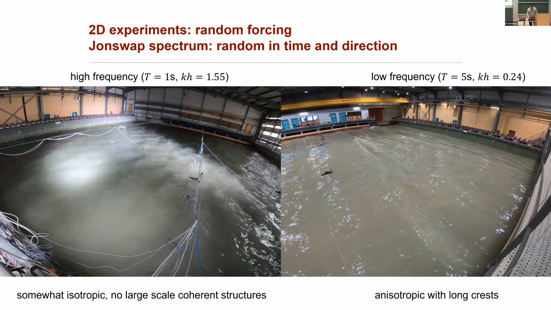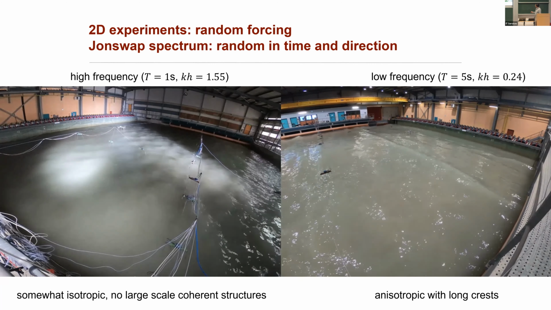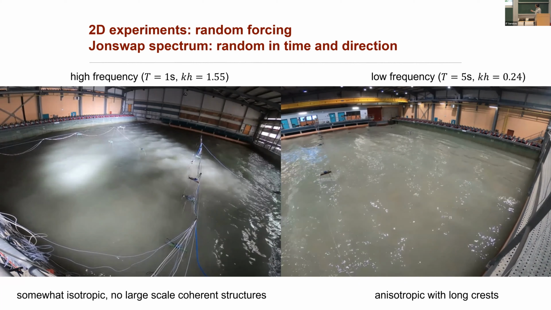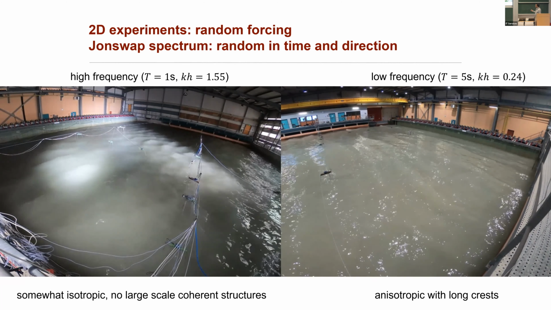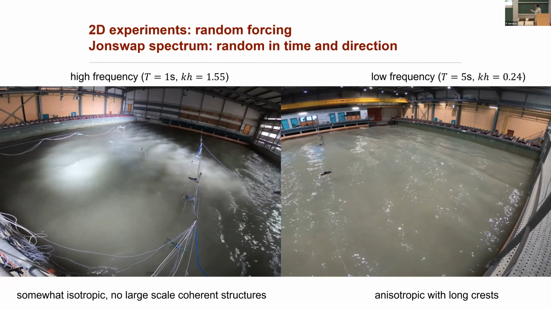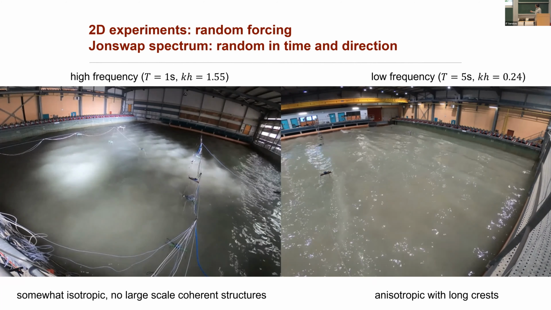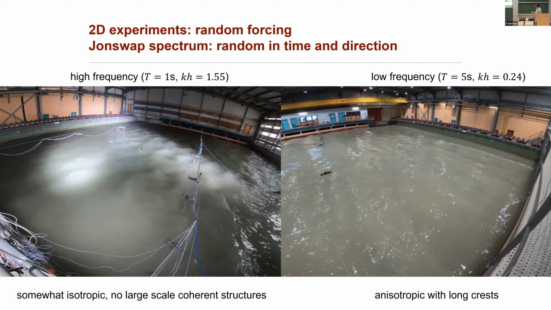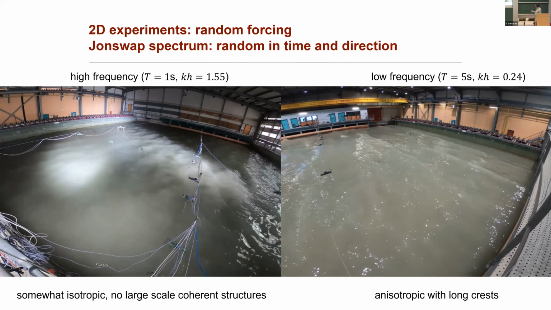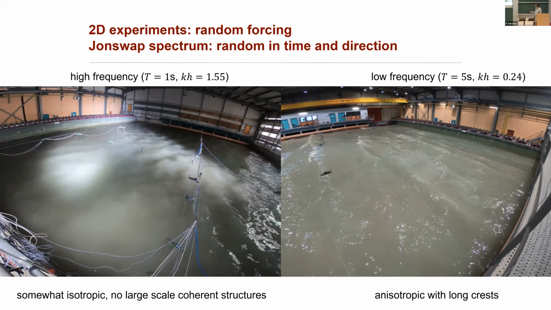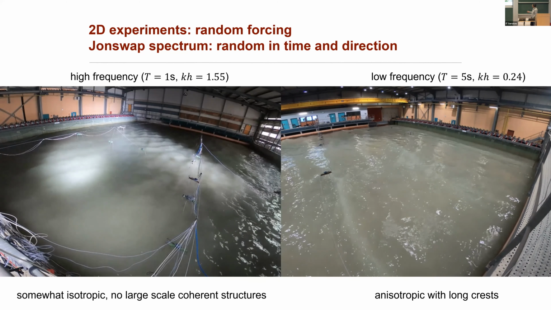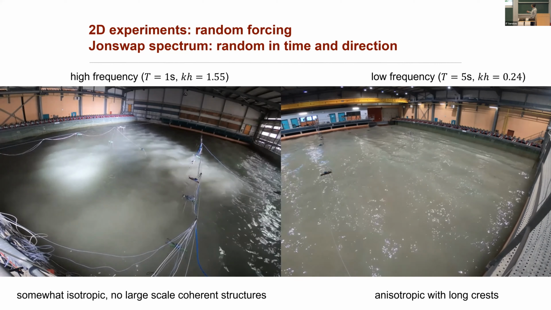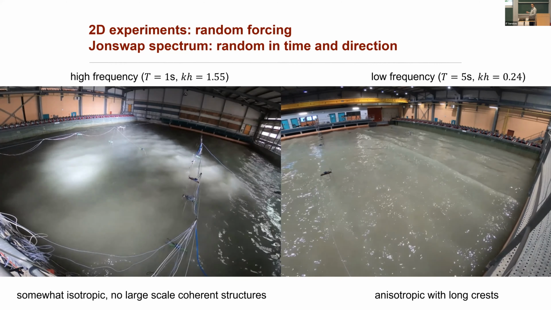So we have two different experiments here. That's a low frequency forcing. The period of the forcing is 5 seconds. That corresponds to shallow water, actually, kh equals 0.2. And we clearly see the crests that are emitted from time to time, bouncing back from the wall on the left here. And this looks really like solitons. But now if we increase the frequency of the forcing, so 1 second, now we are going more into the deep water regime.